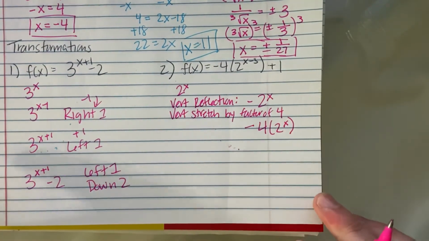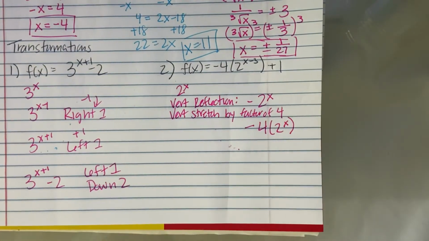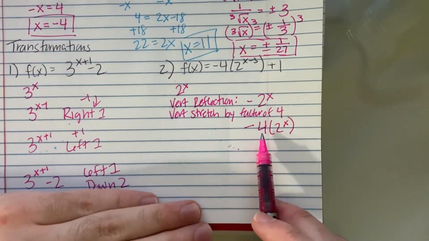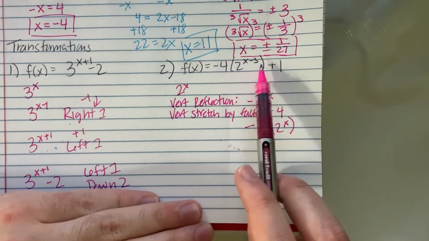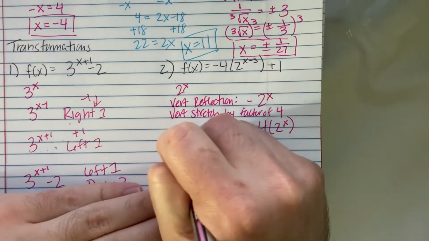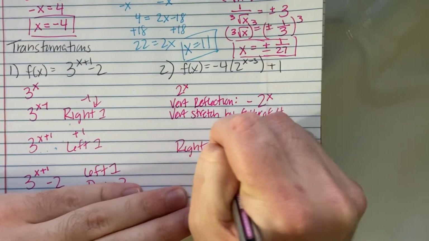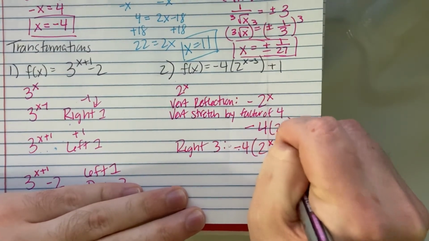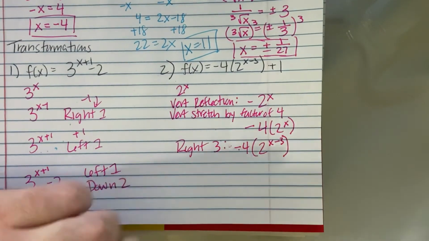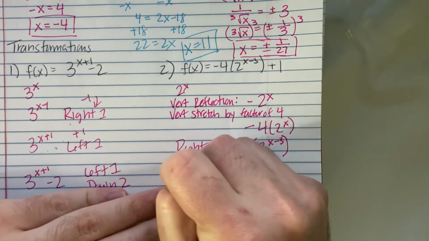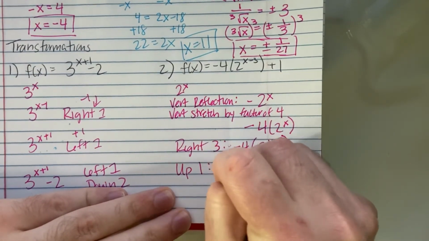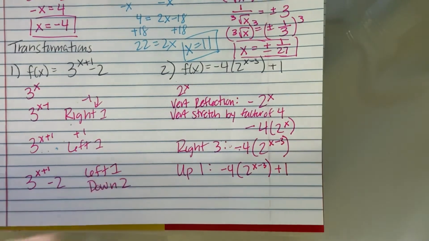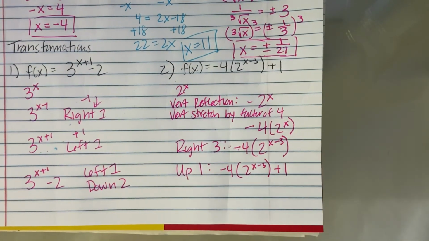And now we have to apply the things from problem 1. So what this does is it stretches the function. A minus 3 is going to move it right 3. Negative 4 times 2^(x-3). And then lastly, the plus 1 at the end will move it up 1. And that's it for 4.2.